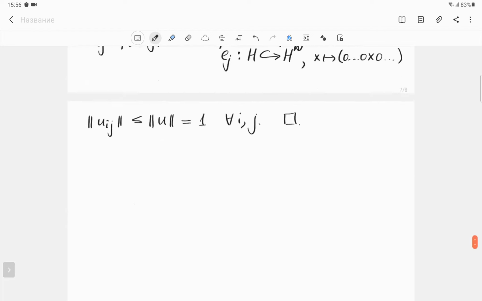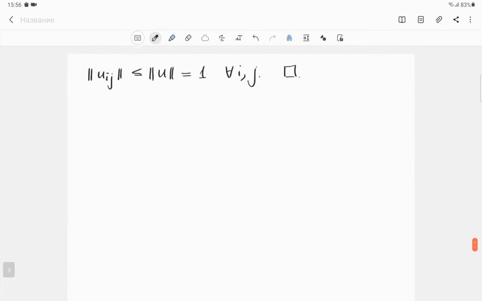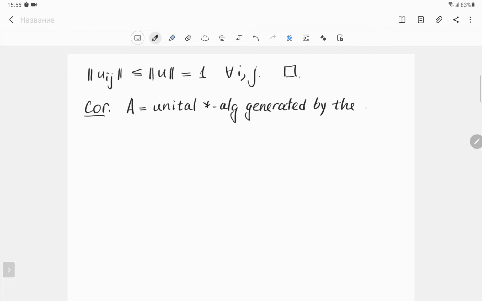Okay, if we now combine the two previous propositions, then we come to the following corollary. Suppose that A is a unital star algebra generated by the matrix entries, generated by the entries of a family of unitary matrices.